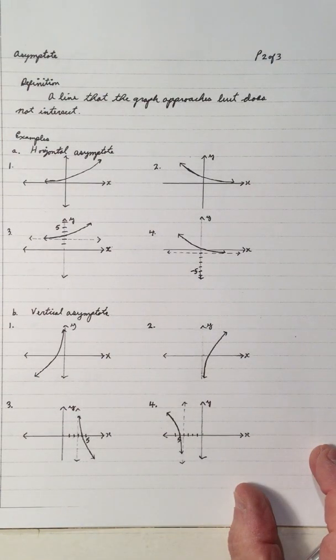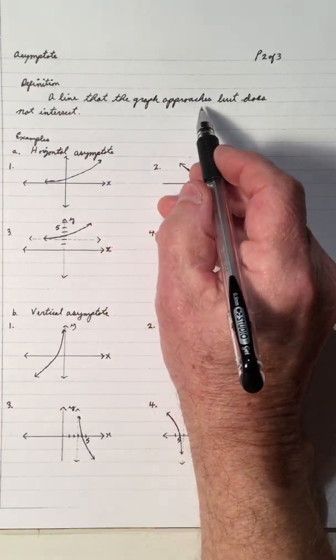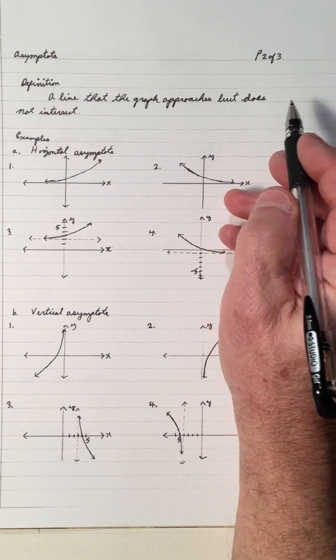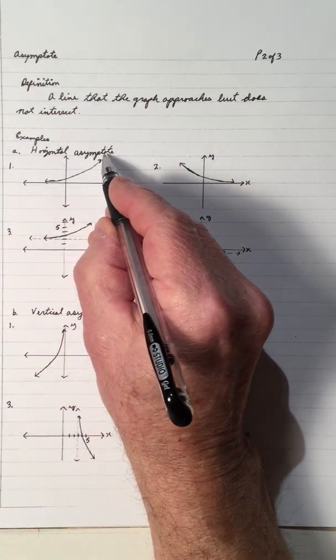An asymptote: the definition of an asymptote is a line that the graph approaches but does not intersect. Let's do some examples. One example is the horizontal asymptote.